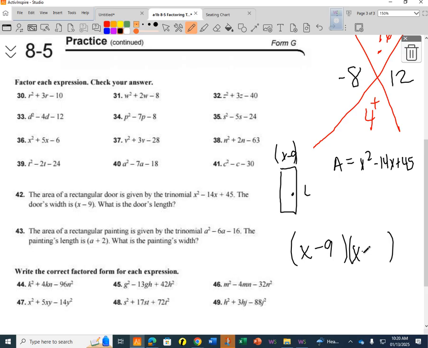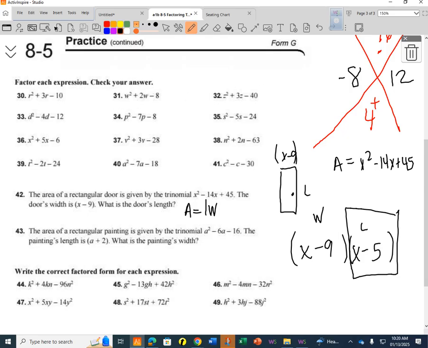Yeah, negative 5, right? So if this is the width, what's the formula for the area of a rectangle? You guys remember? Length times width, right? It's all based on that. So if this is the width, then x minus 5 is the length. Any questions?